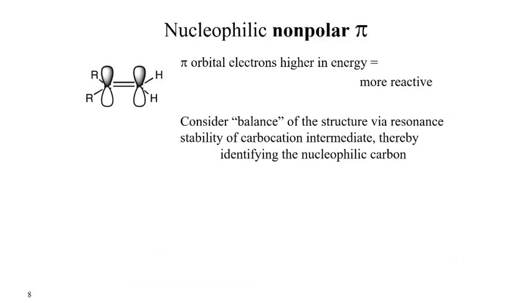Okay? So pi orbital electrons, or p orbital electrons, are higher in energy and therefore more reactive. So what we're seeing is those electrons being the ones to react. And what becomes tricky is that while those electrons are reactive, they are found in a bond connecting two carbons. So those electrons are going to end up with one of those carbons. Well, which one is going to win out? Which one gets that carbon? And so that's where we're referencing in here, considering the balance of that structure via resonance.